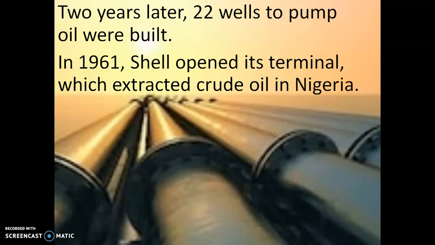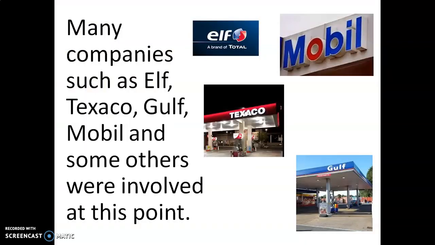2 years later, 22 wells to pump oil were built. In 1961, Shell opened its terminal which extracted crude oil in Nigeria, and that was how many companies such as Elf, Texaco, Gulf, Mobil, and others were involved. That was when these companies got involved in oil exploration in Nigeria.